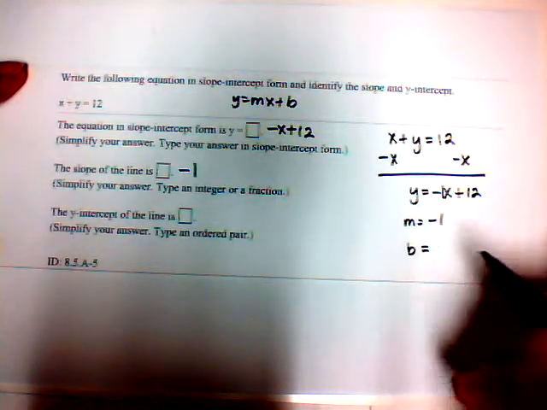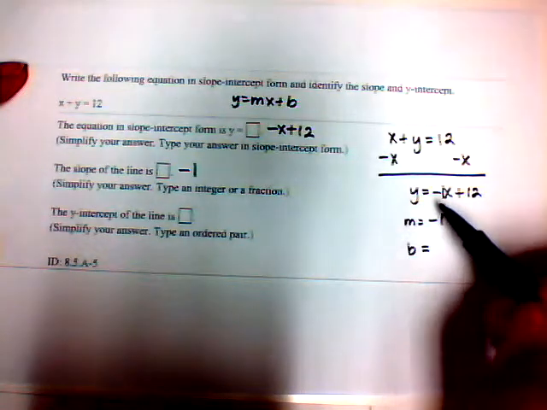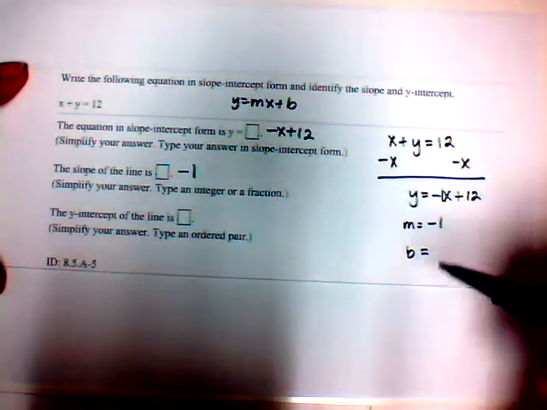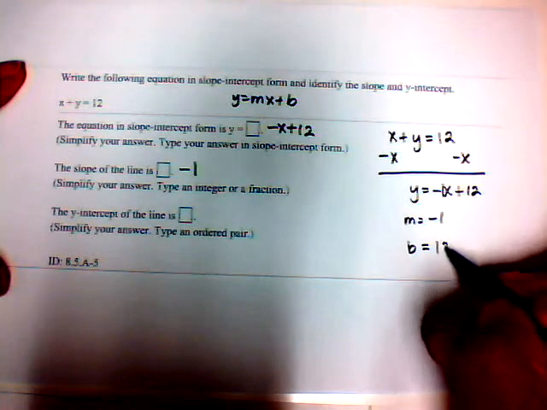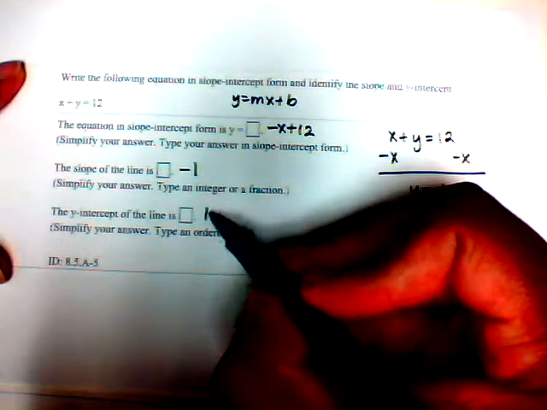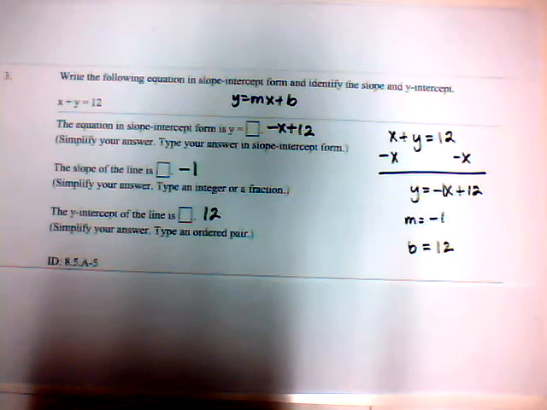And of course, the b represents your y-intercept. That's the number that's added to or subtracted from your x term. So here, that 12 represents your y-intercept. So the y-intercept of that line is simply going to be 12. So here you have to write the equation in slope-intercept form by getting the y by itself. And then, once you do that, you can easily identify both the slope and the y-intercept.